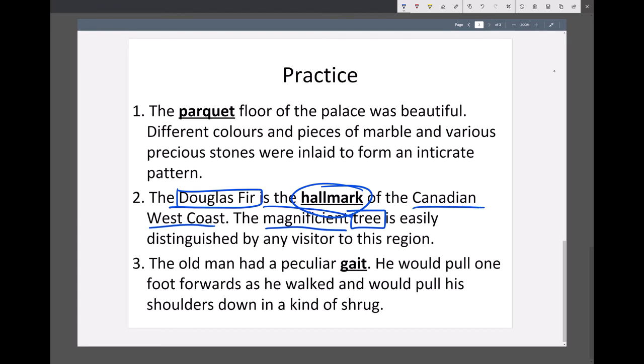So the hallmark. Because there's a "the", this is a noun here. Parquet could be a noun or an adjective, and this is something we can check if we go back to one. Hallmark, though, is definitely a noun because it's right after a definite article. Is easily distinguished. So easily, adverb. Distinguished, adjective, by any visitor to this region.